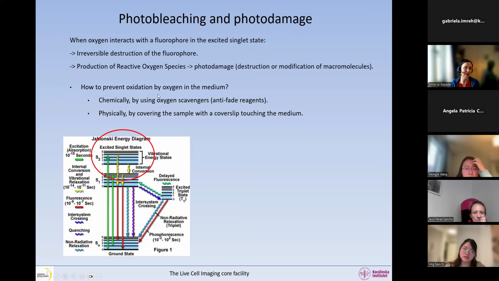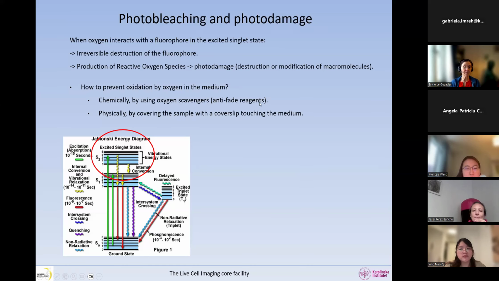So how can we prevent oxidation by oxygen in the medium? There are several ways. We can add chemicals which are oxygen scavengers, and this is what we have in our anti-fade reagents. When we have a mounting medium, there are always anti-fade reagents in it, and what they do is prevent the excited fluorophores from being destroyed by oxygen, by scavenging the oxygen.